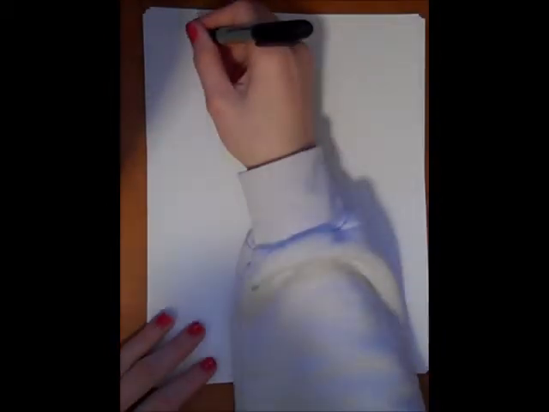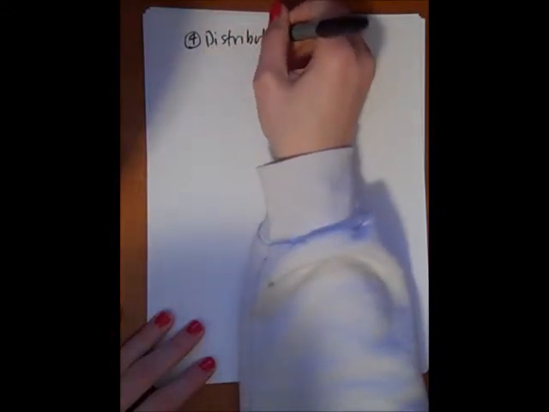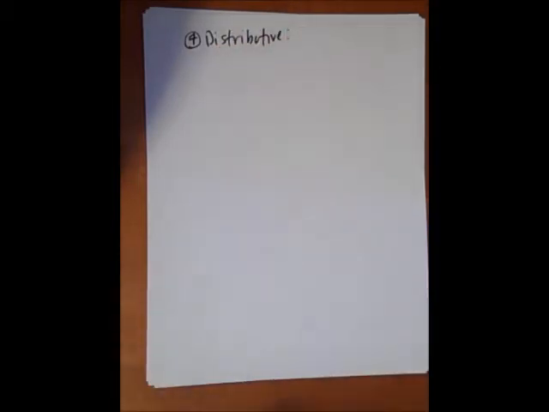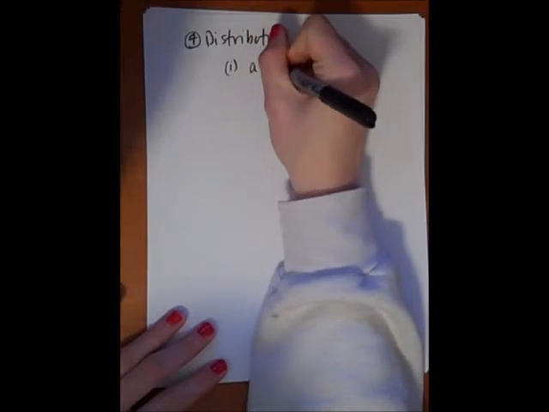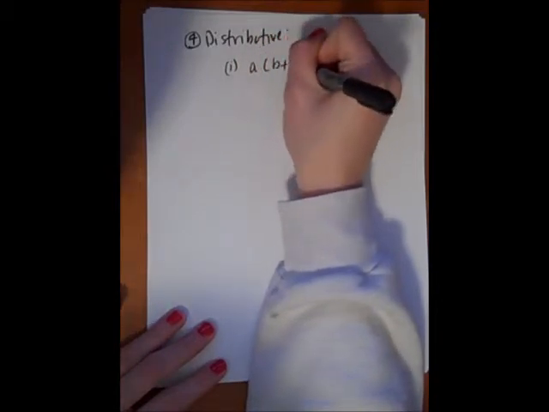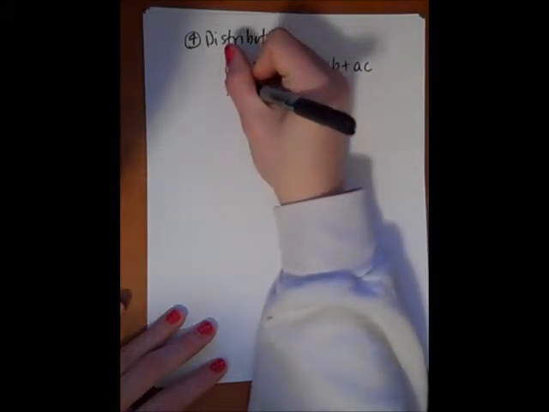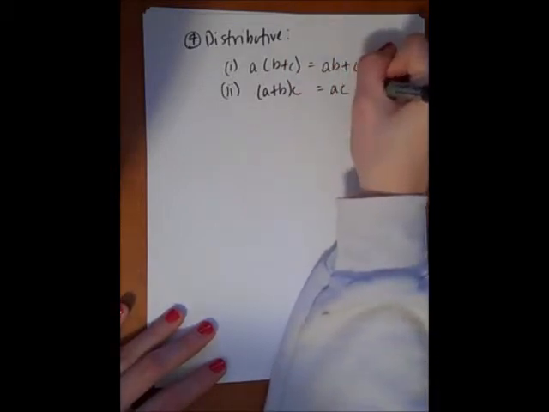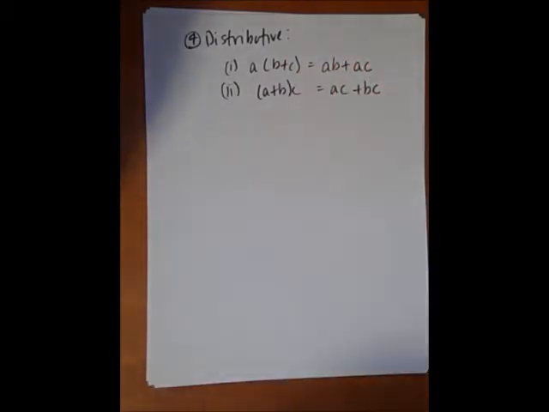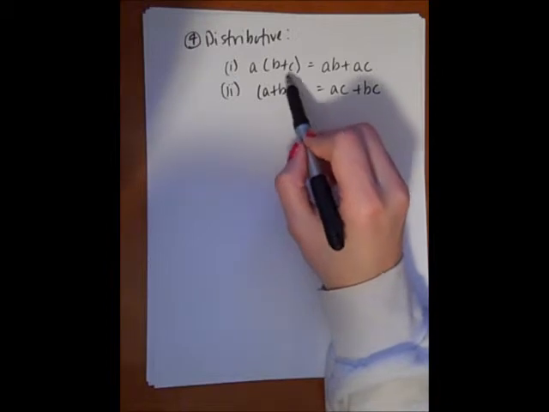The seventh property is distribution. So this is the distributive property. This is how multiplication and addition work together. There are two of them. It says that A times (B plus C) is AB plus AC. It also says that (A plus B) times C is AC plus BC. Every time I have multiplication times addition, I just distribute to both of my terms.